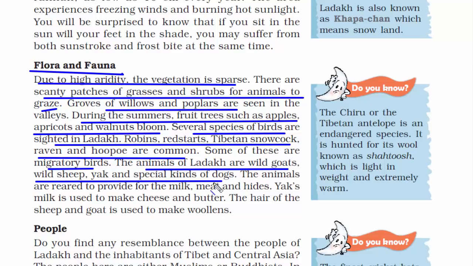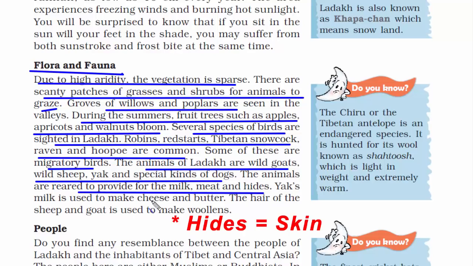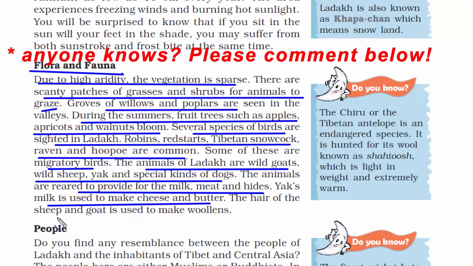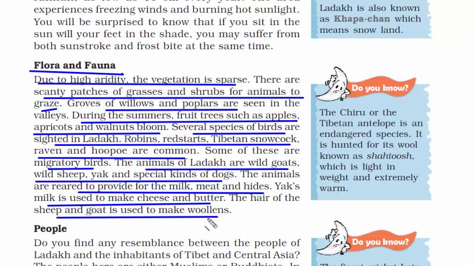If you see, all these animals are thick skinned, and it's easy to understand that to survive in the cold out there you need to have a thick skin. Therefore these kinds of animals are common. And these animals are reared to provide milk, meat and hides. They also make cheese and butter out of yak's milk. I don't know how that would taste, but it's fascinating to know. And we know what they do with the hair of the sheep and goat. They use it to make woolens.